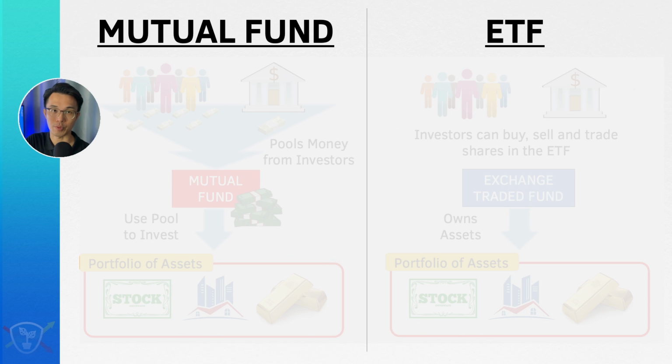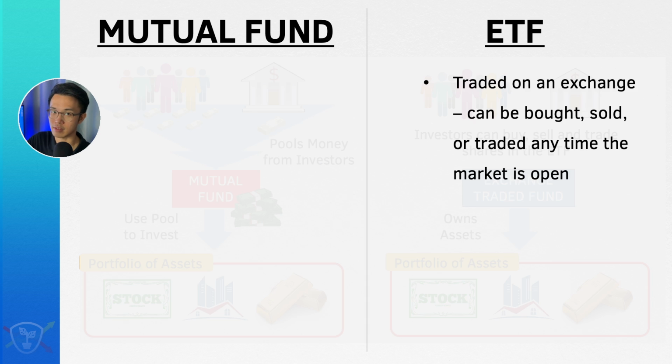The main difference between a mutual fund and an exchange traded fund is that the exchange traded fund is exchange traded. And what this means is that you can buy, sell, or trade ETFs anytime as long as the market is open. All you need is a brokerage account and sufficient capital, and you can buy and sell shares in an ETF whenever you want. You can pretty much transact in ETF shares immediately.